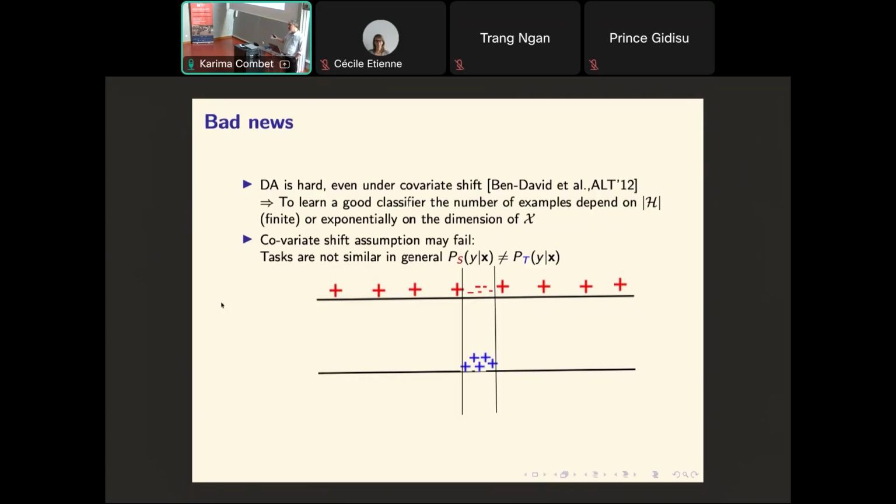Okay? So domain adaptation is hard by nature. Sometimes you can learn a good classifier, but you might need to have lots of data or to introduce the good biases to find the correct model. And in some cases, if some simple assumptions like covariate shift do not work, then you might not be able to learn the correct concept without additional information.